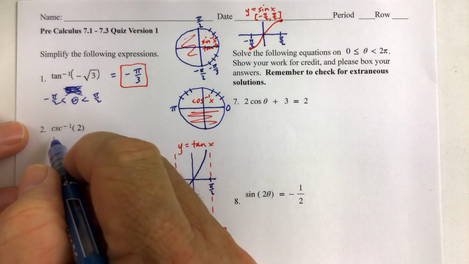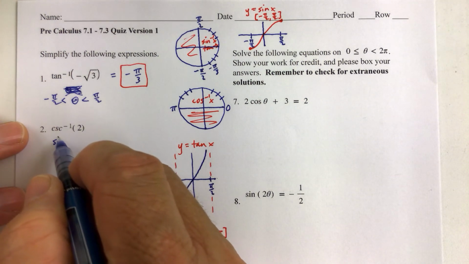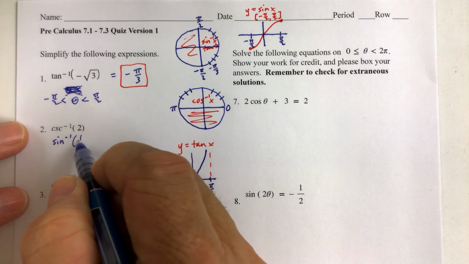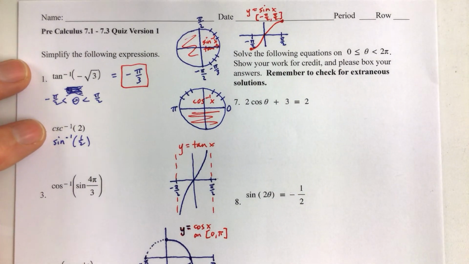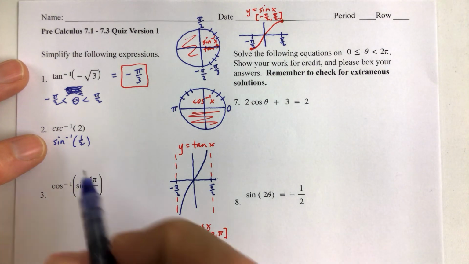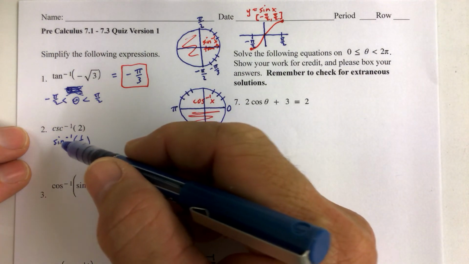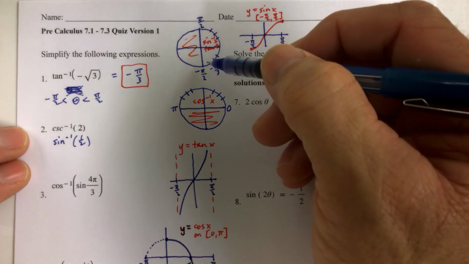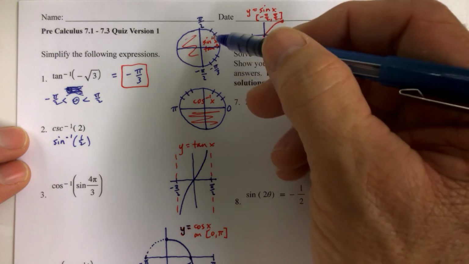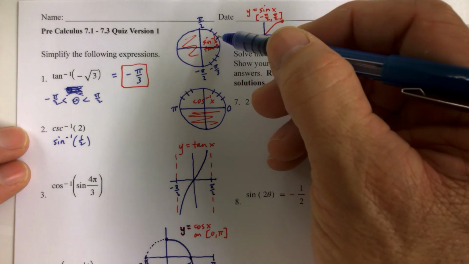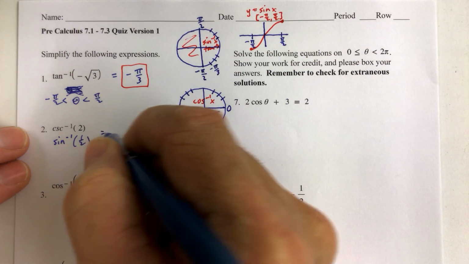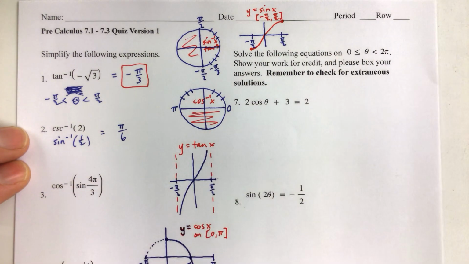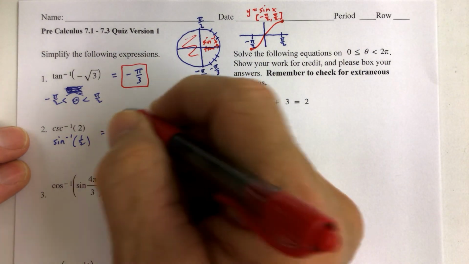Well, cosecant is the reciprocal of the sine, so really what we're looking for is the inverse sine of 1/2. That's easier to figure out if we convert the cosecant to sine. So we're looking for the angle in which the sine of the angle is 1/2. Again, the angle has to be between negative pi over 2 and pi over 2. The sine is 1/2 at that first angle, 30 degrees, or pi over 6. So pi over 6 is our simplified version of that expression.